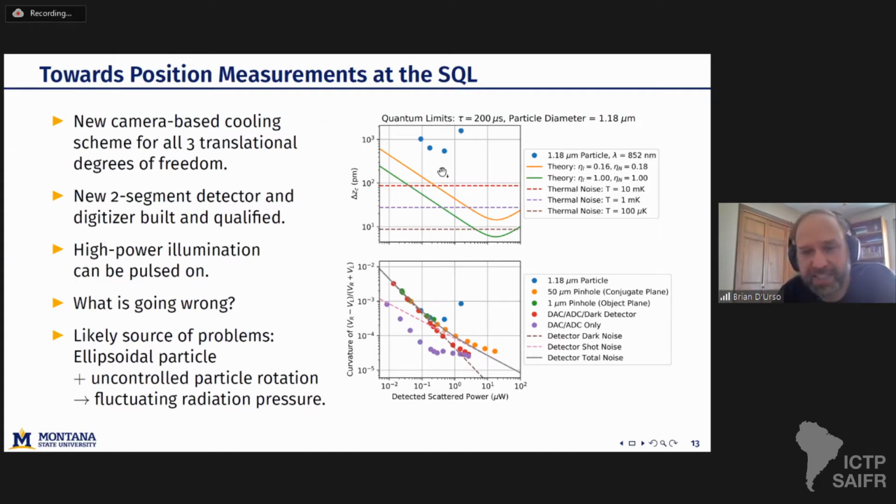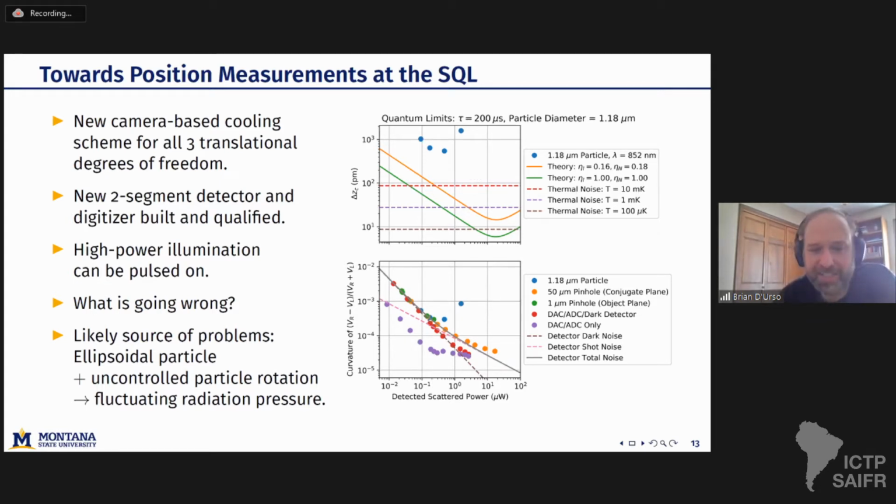So we analyzed the system pretty carefully. We checked out all of our electronics, which are shown in this lower plot. This shows all sorts of characterizations for our electronics. We found pretty much we had a shot noise limited detector and everything was working pretty well. So it's not a detector problem. We think that there are a couple things going on that limit our sensitivity at the moment.